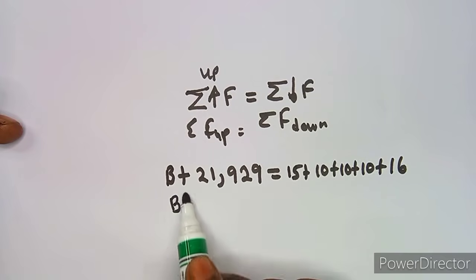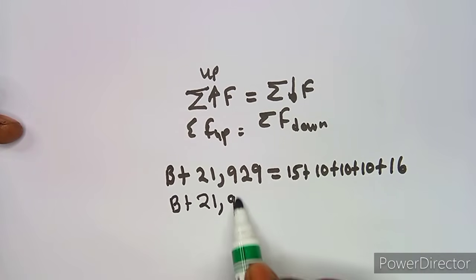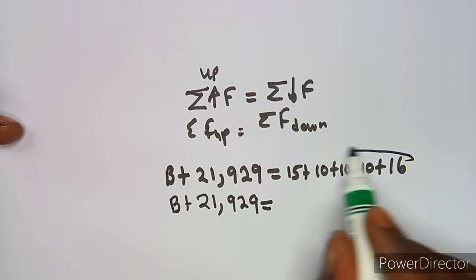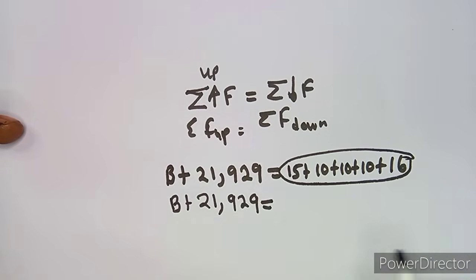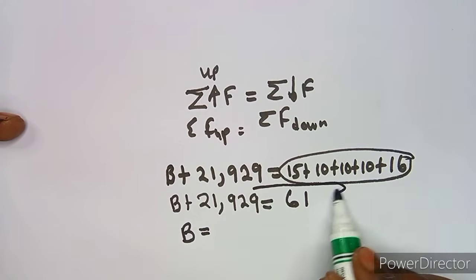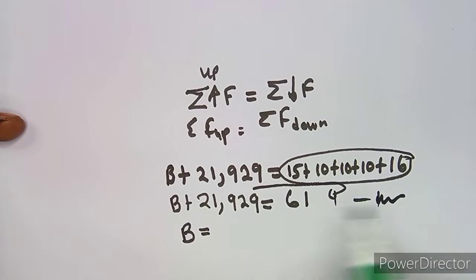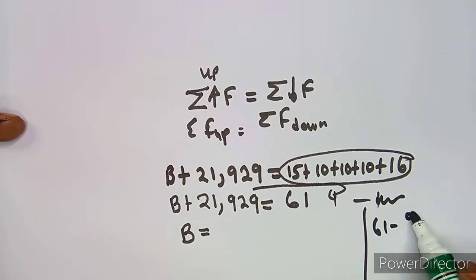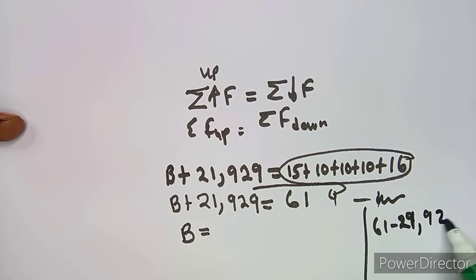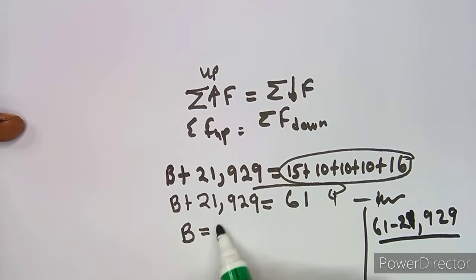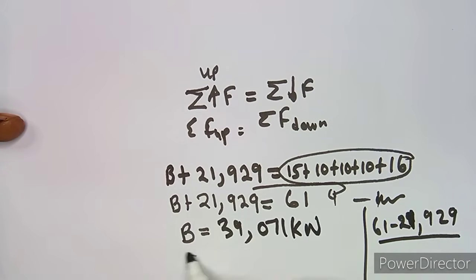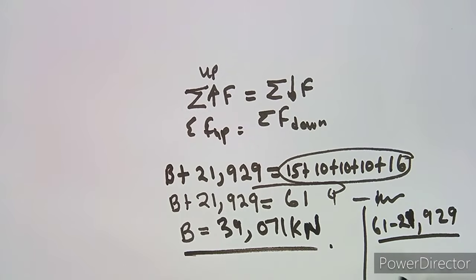We are going to have B plus 21.929 equal to, you combine all this part from your calculator, you're going to obtain 61. So that means B is equal to, I transpose this, it's going to be a minus. So I'm going to subtract this time, so it's 61 minus 21.929 like this. So you subtract, and you're going to obtain 39.071 kilonewtons. This is what you're going to obtain for B.